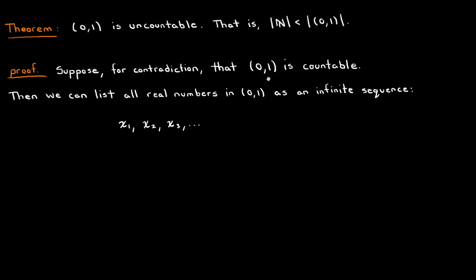That means that there is a bijection going from the set of natural numbers to the open interval from 0 to 1. There is a one-to-one correspondence between these two sets. Like I mentioned before, this simply just means we can list out all the real numbers in the open interval from 0 to 1. So I can go ahead and list out the first number in this open interval, the second number, third number, and so on. So I can make a list of every number in the open interval from 0 to 1 right here.